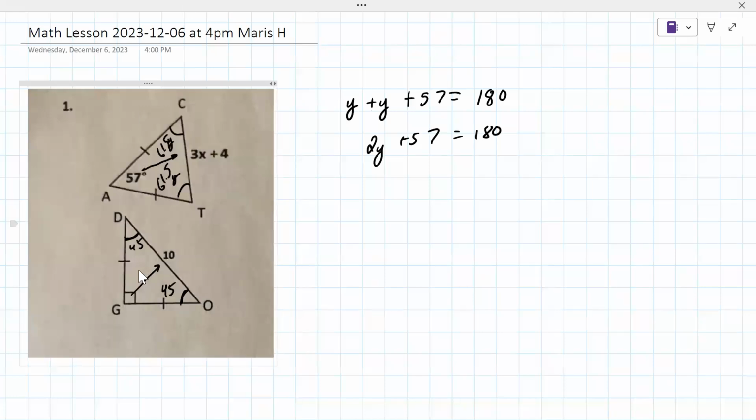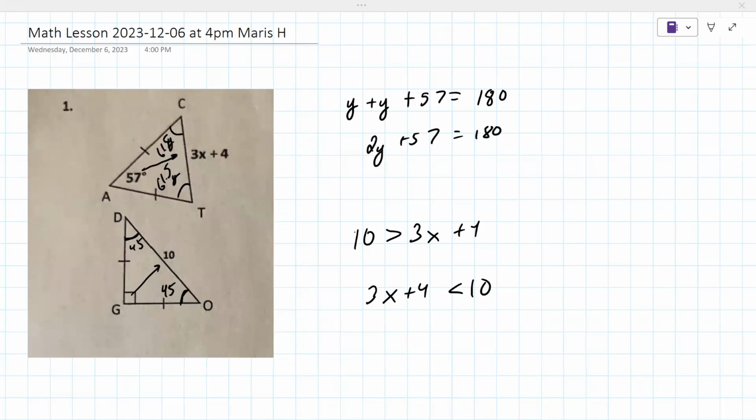Which is larger? 10. Yes. So 10 is larger than 3x plus 4, or maybe you could say 3x plus 4 is less than 10. That's what you're trying to glean from this, if you will. And then you have to solve that inequality.